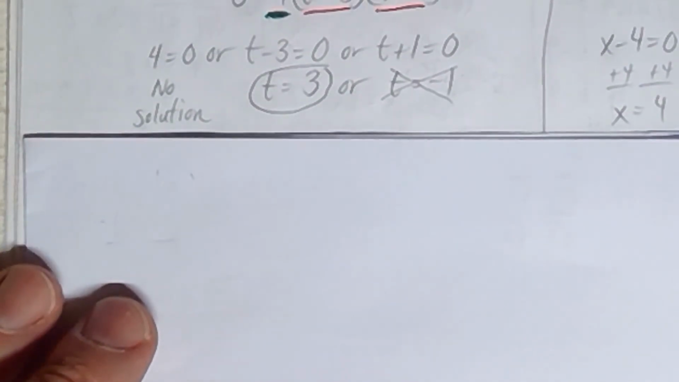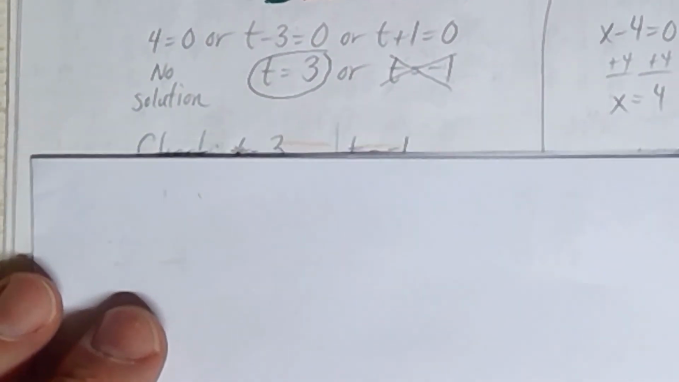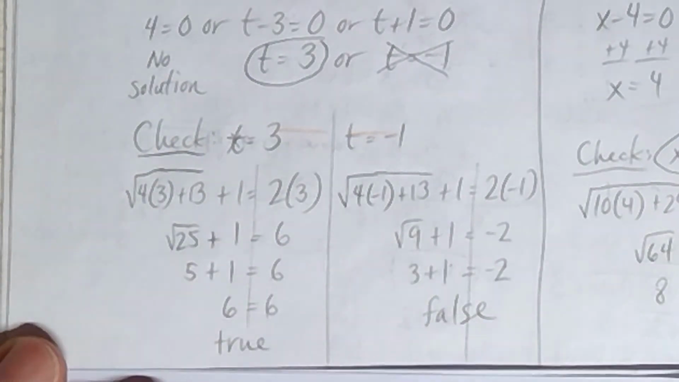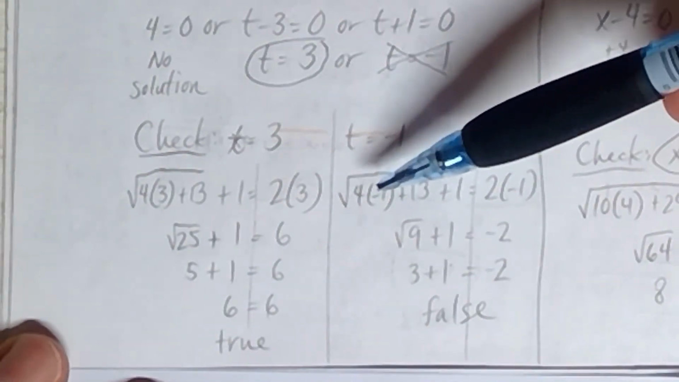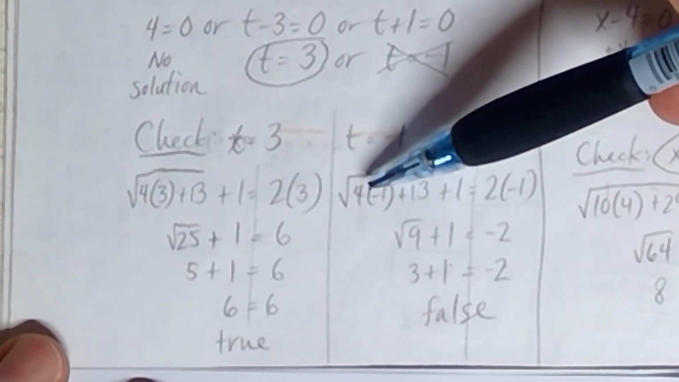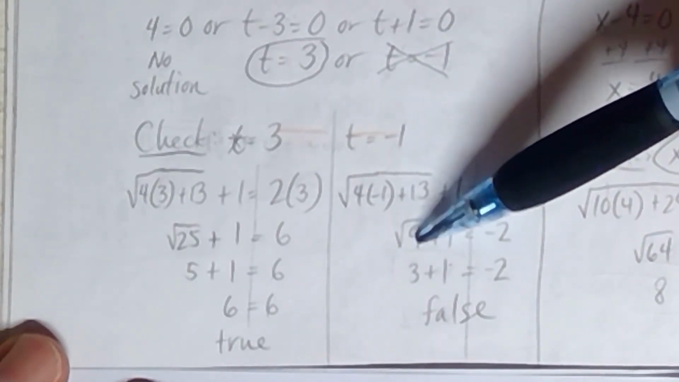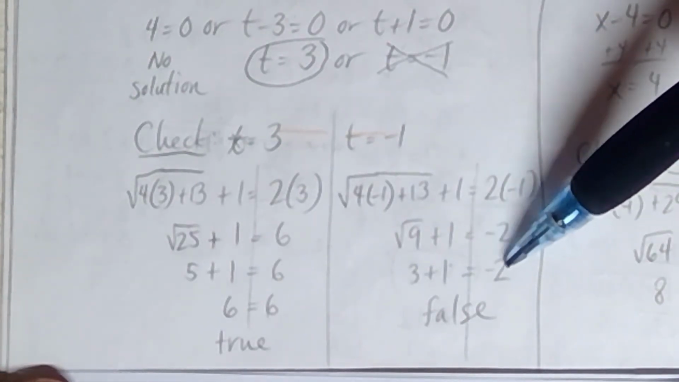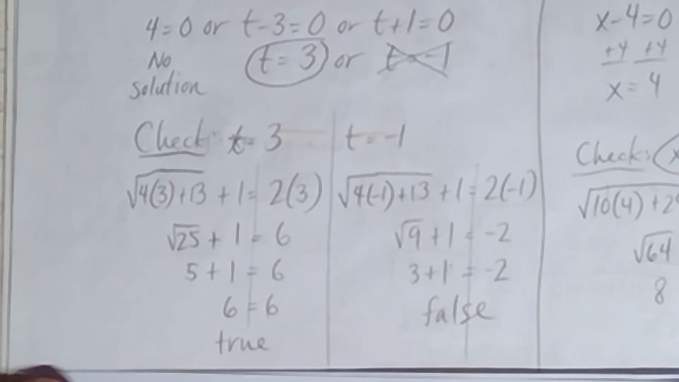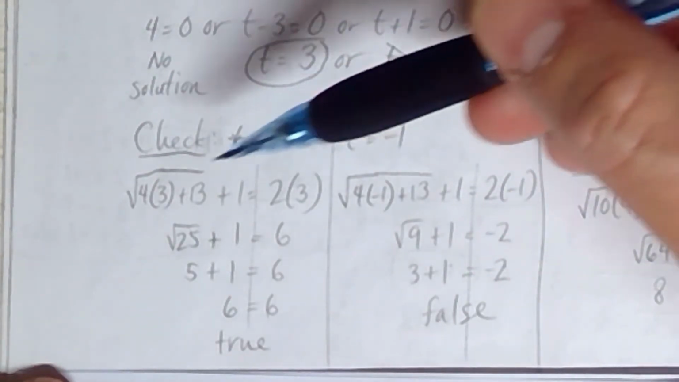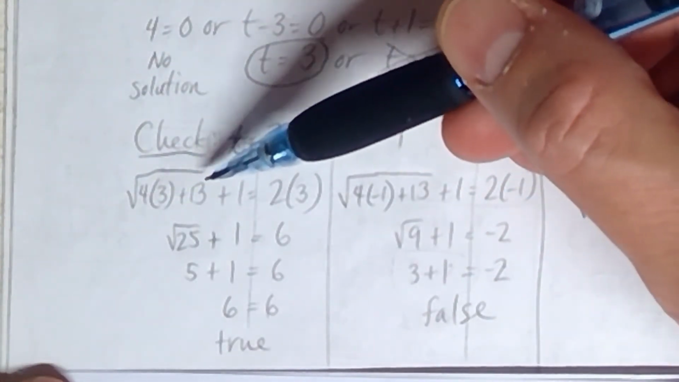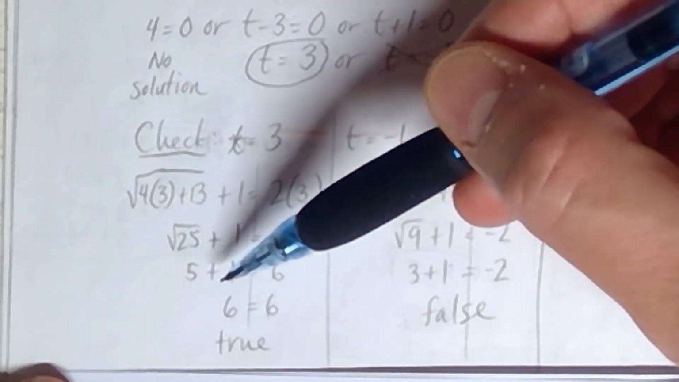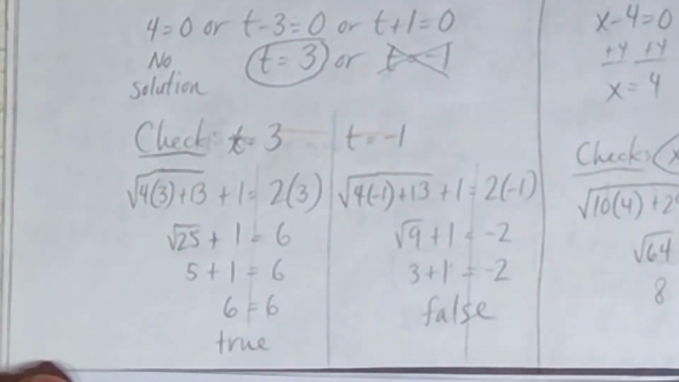So when I checked my answers, I ended up finding out that the negative 1 was bad, but the 3 was good. All right, you can see how I figured that out here. Plugging in the negative 1, I got negative 4 plus 13 is 9. Square root gave me 3, but 3 plus 1 does not equal negative 2, does it? Okay. But plugging in 3, we got 12 plus 13 inside the radical. Ultimately, after figuring out the radical, we got 5 plus 1 equal to 6. And yes, that is true, isn't it?